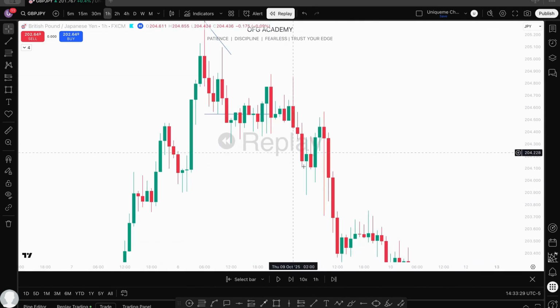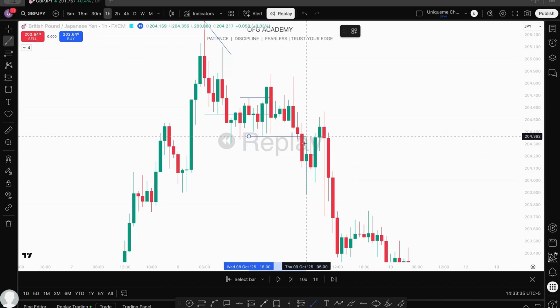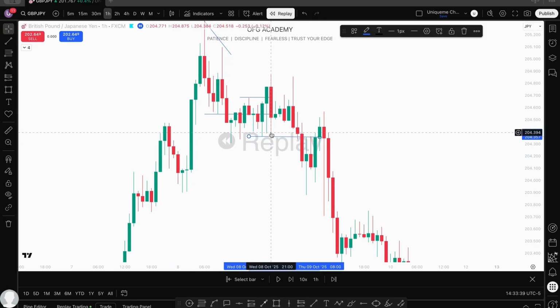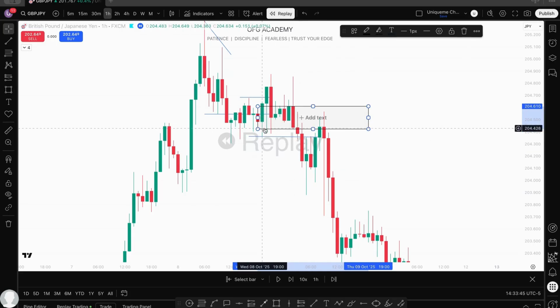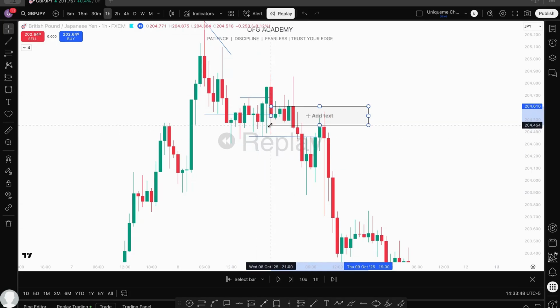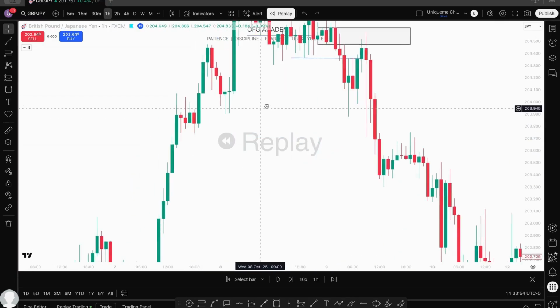Now, if you look further inside, there's another entry again. Price took out this high and took out this low. You had two times to enter this trade, the first one and the second one. And what do I have here? A breaker block. I don't want to use the breaker block for my entry. I also have my mitigation block here for my potential entry. So price gave me two times to enter this trade.